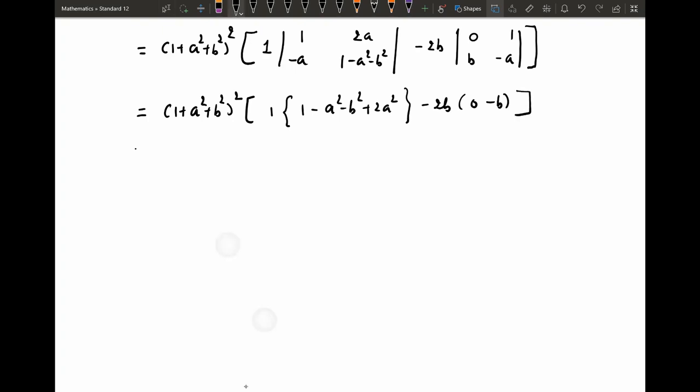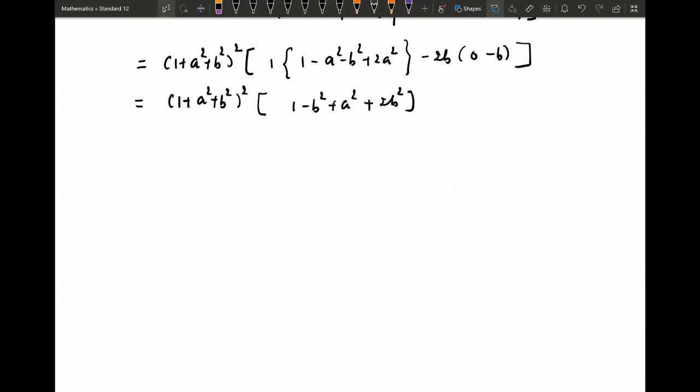And further simplification is 1 plus a square, this is 1 minus b square plus a square and minus minus plus 2b square. So this is nothing but 1 plus a square plus b square into 1 plus a square plus b square. So the final answer is our right hand side, 1 plus a square plus b square cube, that is RHS.